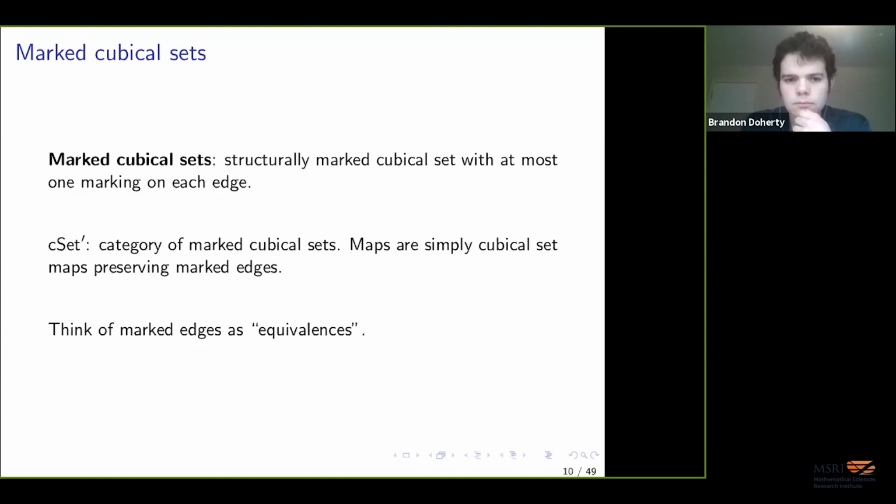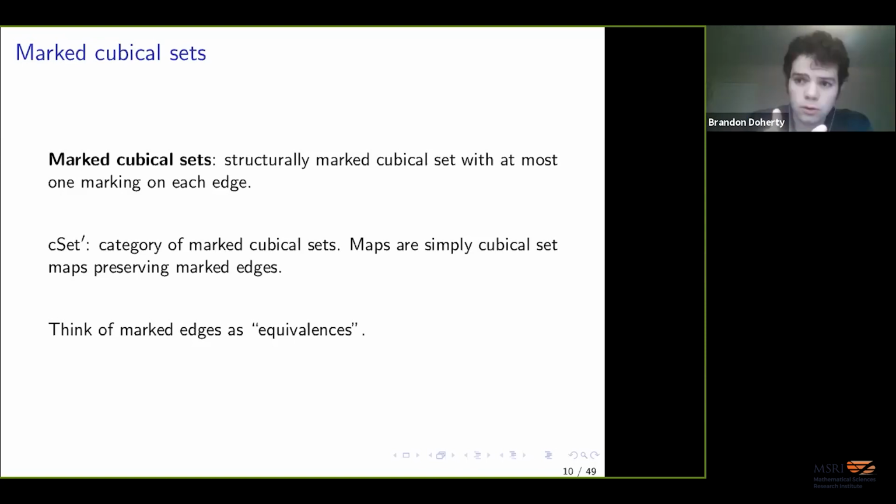So now a marked cubical set is a structurally marked cubical set where each edge has at most one marking. So a marking on an edge is unique if it exists. And in that way, being a marked edge is just a property of an edge rather than a structure that we impose on it. An edge can't be marked in multiple ways.